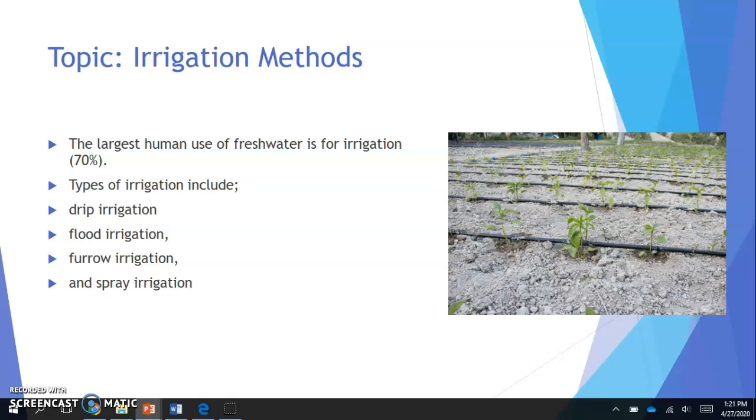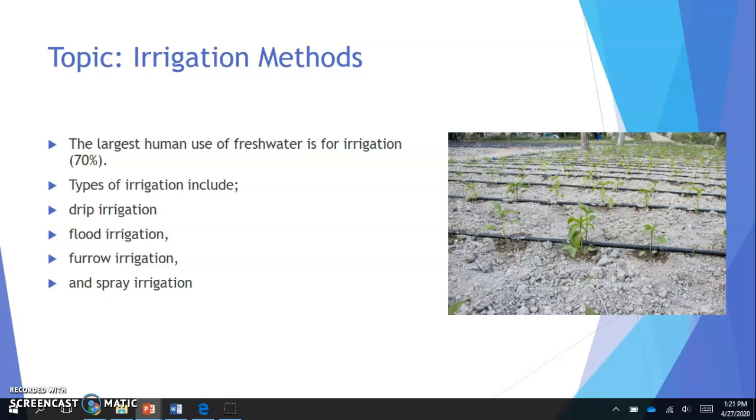So the largest human use of fresh water is for irrigation. We use about 70% of our fresh water for irrigation, which is a very large chunk. So when you think about what we use fresh water for, obviously our own drinking uses, drinking for animals, livestock, and then of course irrigation. So basically using it for farms and for agriculture.